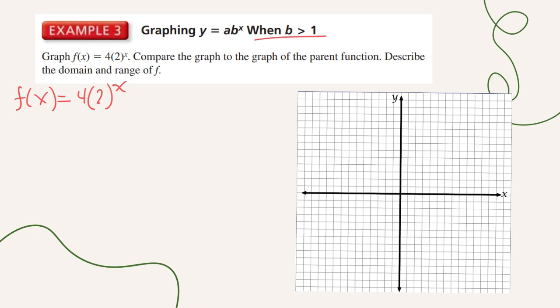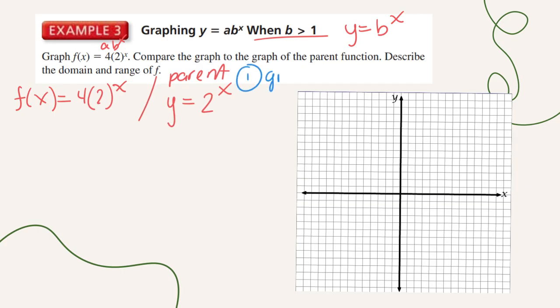What would the parent be? Remember, the parent is going to be y equals b to the power of x. Here, in our case, b is the 2. Remember, this is a, b, x. So the parent is going to be y equals 2 to the power of x. This is going to be one graph, which is your parent, and we're going to have a second graph.